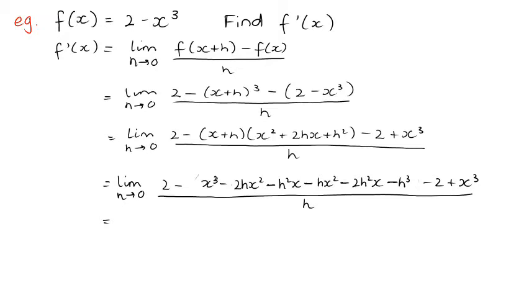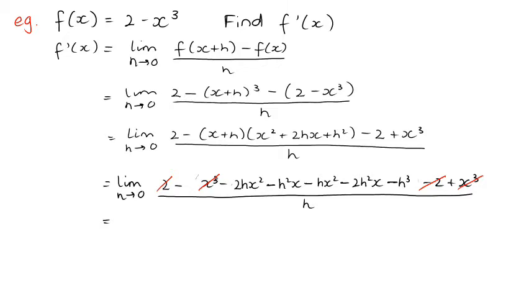Okay, cancel down. What have we got? This one and this one. Minus 2 and 2. We've got h squared x minus 2h squared x. Yeah, so that'll make negative 3h squared x. Do we have anything that completely cancels out?